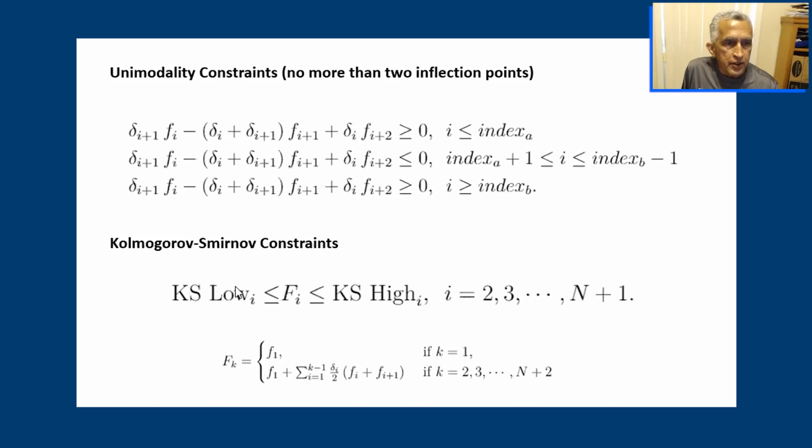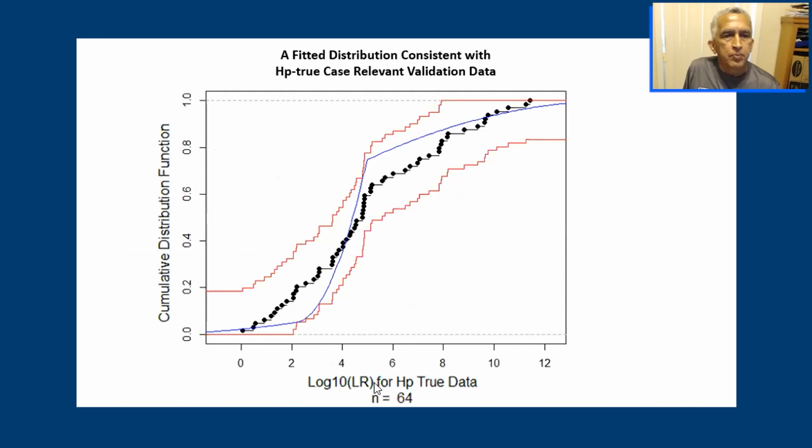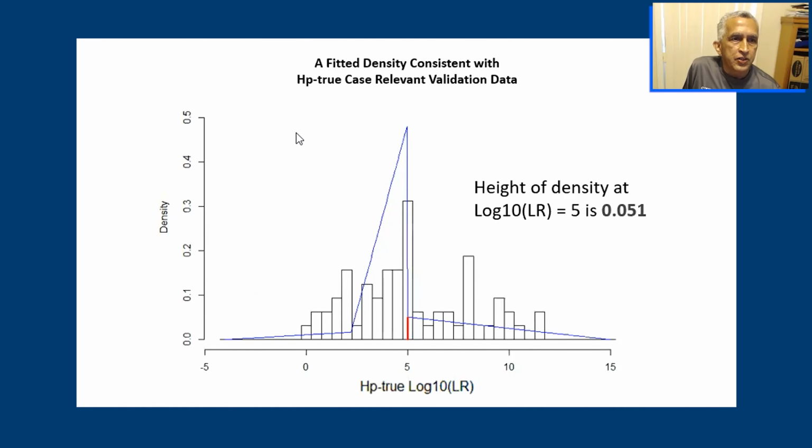The Kolmogorov-Smirnov constraints are also linear in the unknowns. So the point of this is that this is a feasible problem that can actually be implemented and solved. So for the example problem, one of the extreme distributions we fitted is shown here. Its density is here. This is HP true case relevant validation data. The fitted density is shown in blue. And at the point of interest, log LR of 5, the value of the density is 0.051.